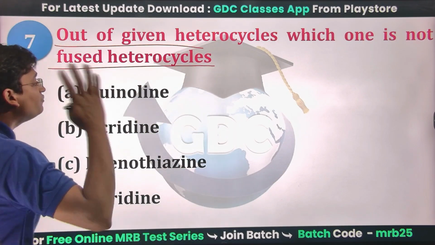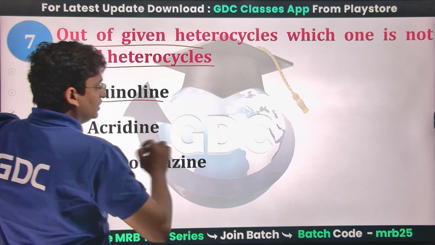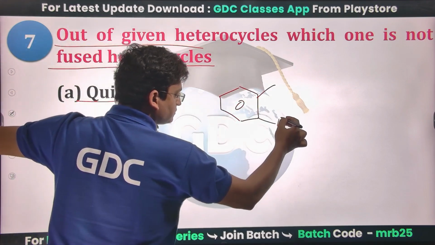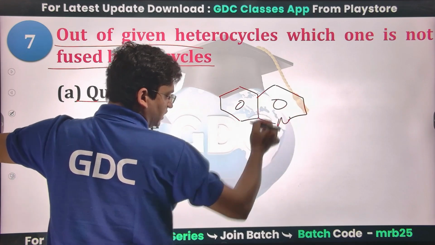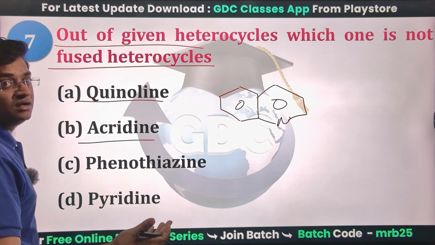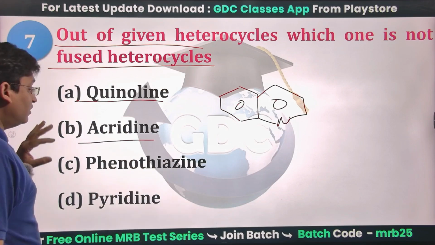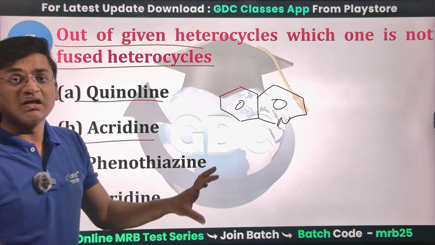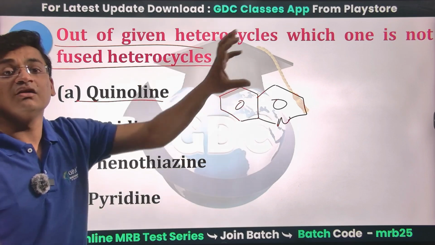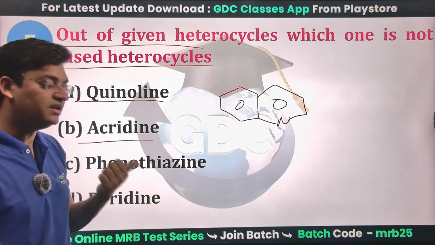Next question: out of the given heterocyclics, which one is not a fused heterocyclic? Like quinoline. Quinoline has a benzene ring fused with a pyridine ring. This is our quinoline structure. In the case of acridine, two benzene rings are fused with a pyridine ring.